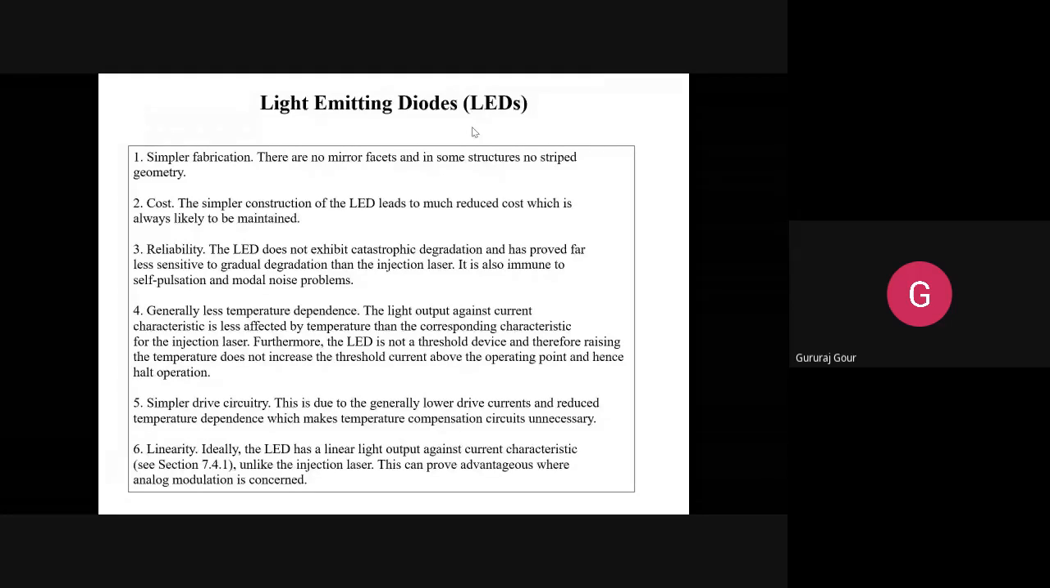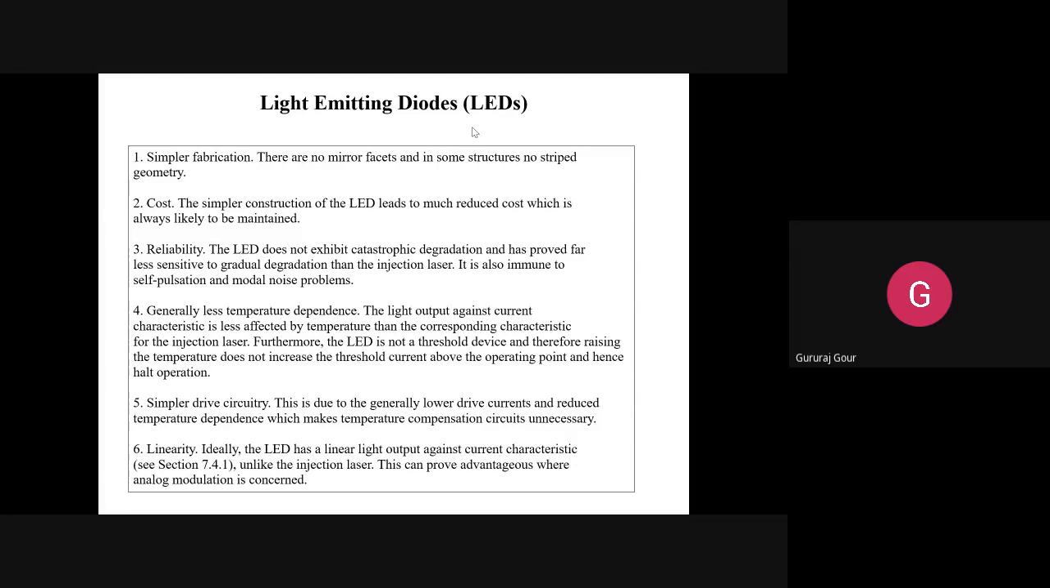So what I mean by this, almost becoming independent of the temperature. Light output, when you compare with the current, is less affected by the temperature. So try to understand here the amount of light we are getting, because it is a light emitting source, we want more light, more photons compared to the electrons, that is a current, is less affected by the temperature than the corresponding characteristics of the injection laser.